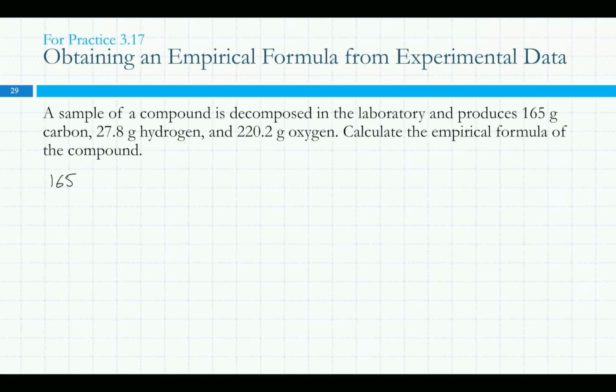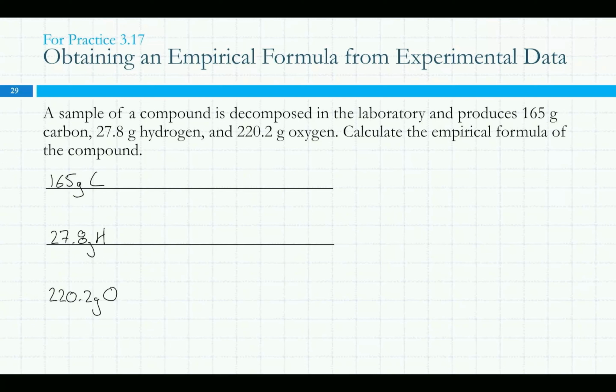I like to set these all up at the same time. So we've got 165 grams of carbon, 27.8 grams of hydrogen, and 220.2 grams of oxygen. All right, so we need to get each of these into moles. So divide by 12.01, because 1 mole of carbon is 12.01 grams.